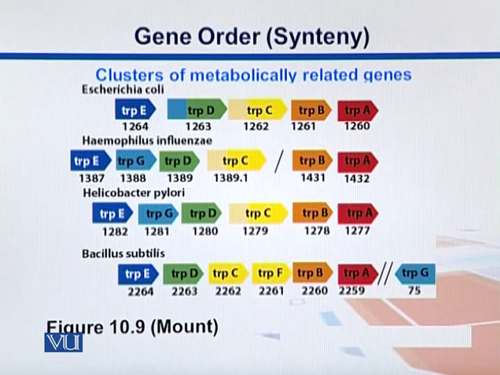We see that the metabolically related genes, the genes controlling the same metabolic functions, are found in clusters together. For example, here we see the tryptophan synthase related genes. The group of genes related to tryptophan synthase are placed here in different organisms. On the top is E. coli, then we have Haemophilus influenzae, Helicobacter pylori and Bacillus. Mostly these tryptophan related genes are found together, so we believe their synteny is also conserved.